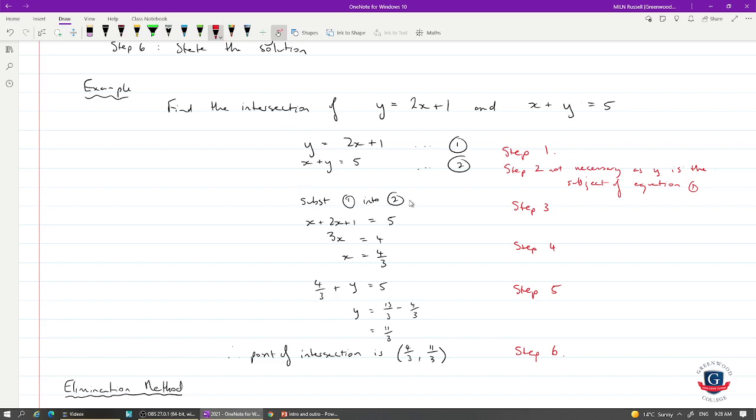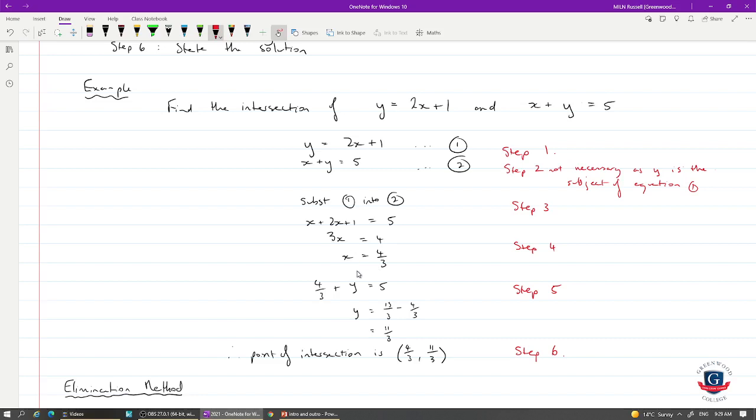Now we're going to state what we're going to do. We're going to substitute 2x plus 1 where y is in the second equation. Thus I've said here, substitute 1 into 2. So where y is, I've now put 2x plus 1, and step 4 is then to rearrange this equation until I've solved it to find out what x is. So what did I do? x plus 2x is 3x, subtract 1 from both sides, 5 becomes 4, I get left with 3x equals 4, divide both sides by 3, I get x equals 4 on 3.